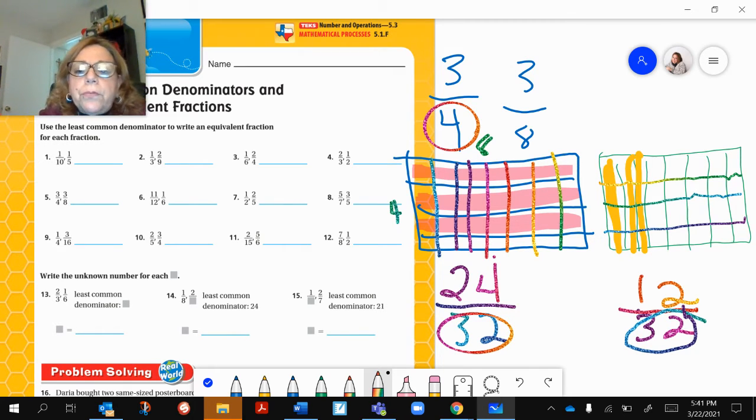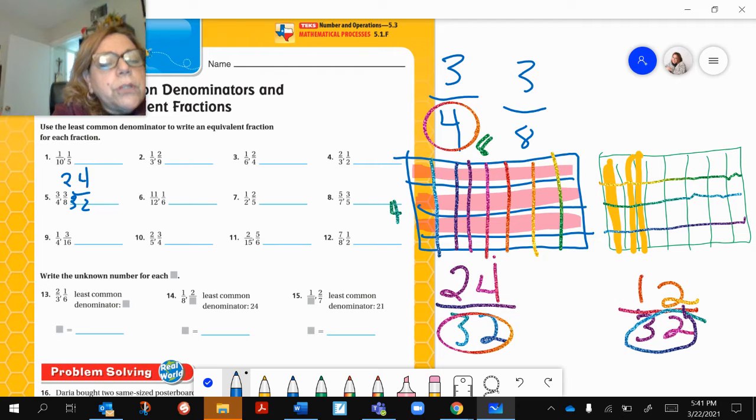And so for number 5, my common denominator, let me go to a thinner pen. The first one is 24 over 32. And I got to 8. 8 times 3 is 24. And the other one is also 32. 8 times 3. And it was 8 times 4. And 3 times 4 is 12. Okay. So you can do it.